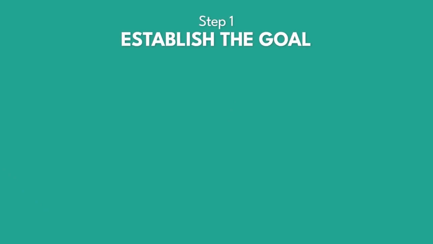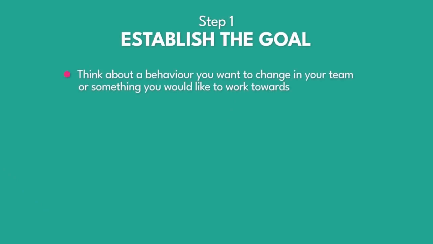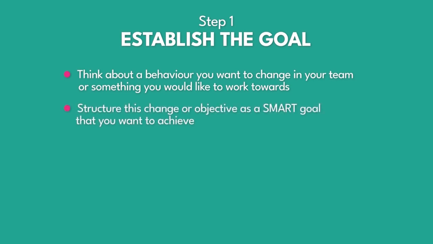Step 1. Establish the goal. Think about a behavior you want to change in your team or something you would like to work towards. Structure this change or objective as a goal that you want to achieve. Remember to make this goal SMART: specific, motivating, attainable, realistic, and time-bound.